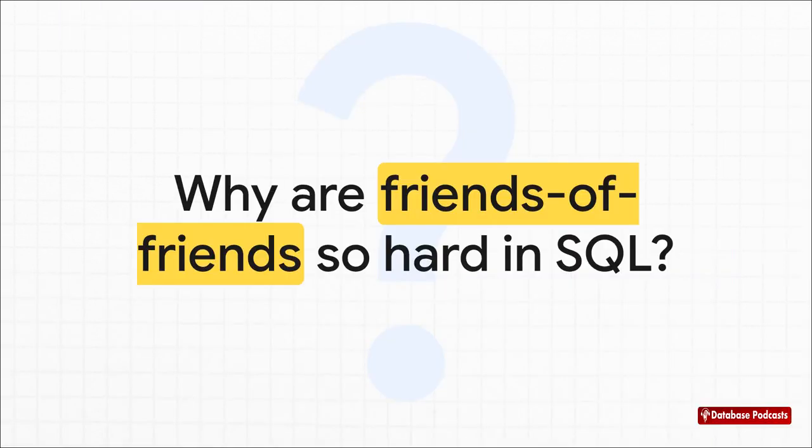So let's start with a question that I think gets right to the heart of the problem. Why is finding friends of friends of friends so ridiculously hard in SQL? I mean, you know the drill. It turns into this absolute nightmare of self-joins. The queries get slower and slower, more and more complex, and honestly, they just feel clunky for what you're trying to do. It's a classic pain point.